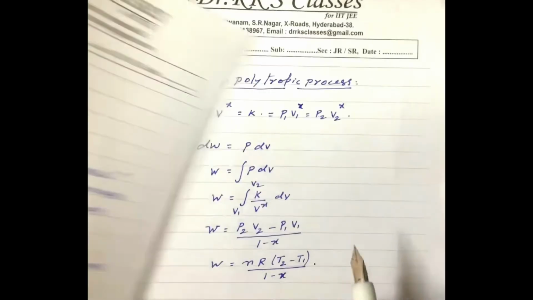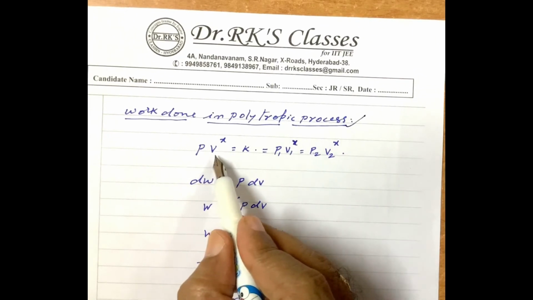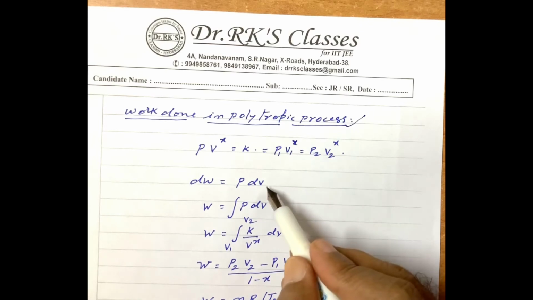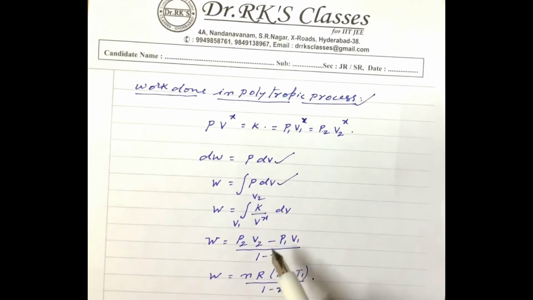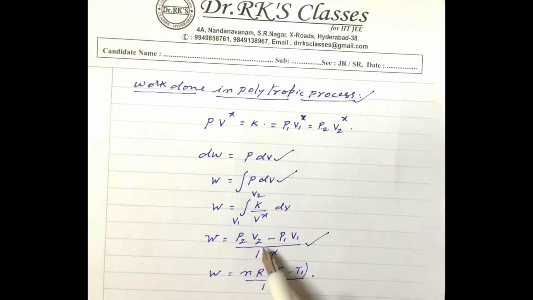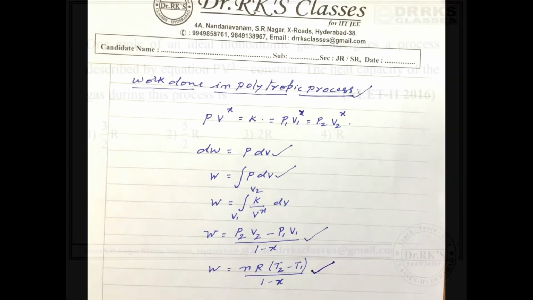And also we can find the work done. For polytropic process, PV to the power of X is equal to K, that is P1 V1 to the power of X is equal to P2 V2 to the power of X. And we know that dW is equal to PdV and W is integral of PdV. So if you integrate it, you will get work done as (P2 V2 minus P1 V1) by (1 minus X), which is nR (T2 minus T1) by (1 minus X). This is the work done for polytropic process, where X is not equal to 1.